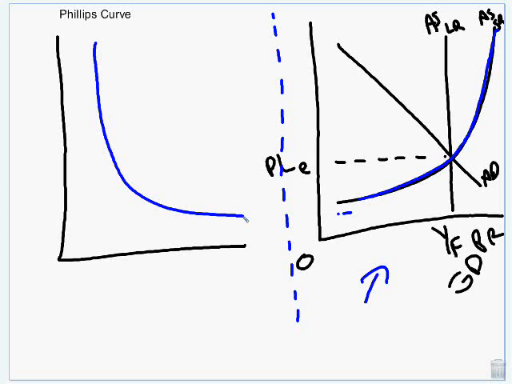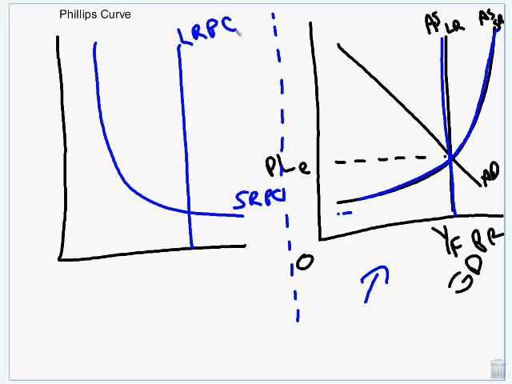Okay, we're going to label that. This is the short run aggregate supply curve. We're going to label this the short run Phillips curve. Okay, we've got the long run aggregate supply right here. And we're going to label this the long run Phillips curve.